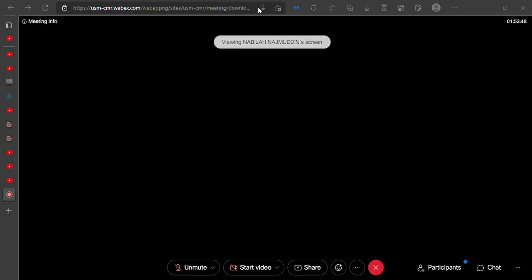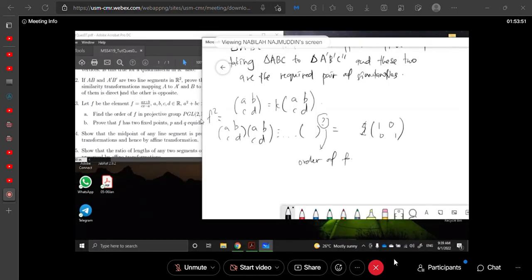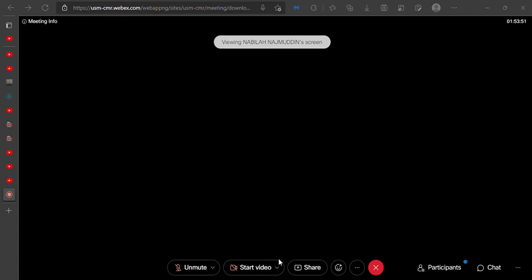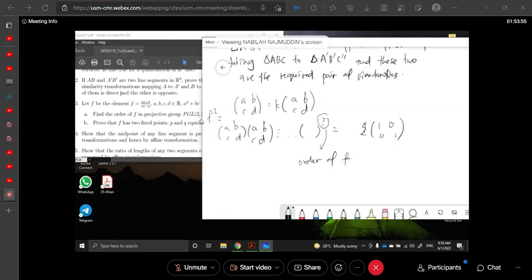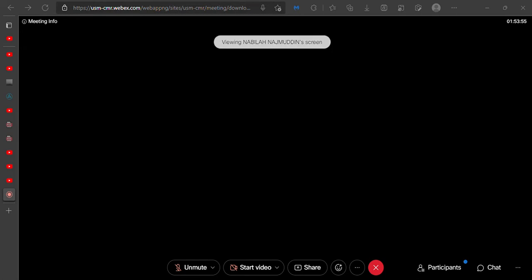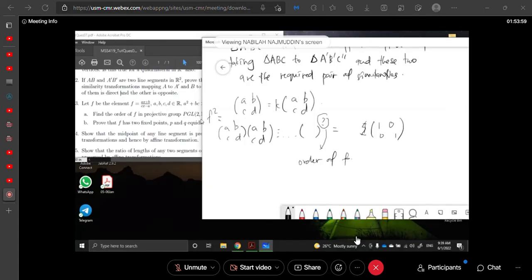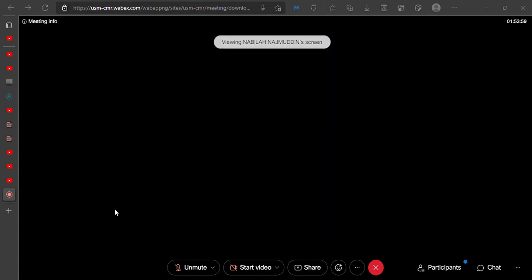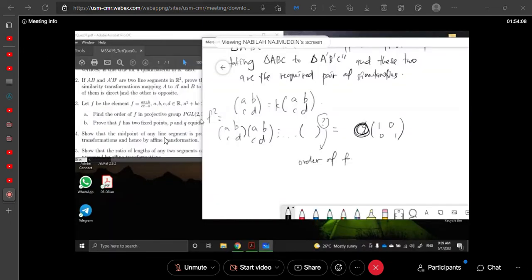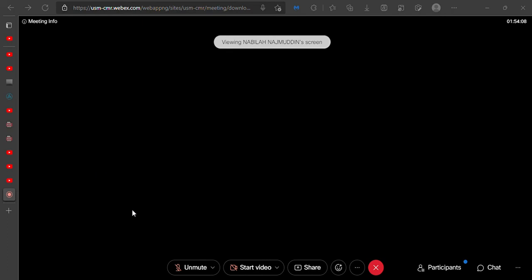But you have to remember, because this is projective, okay? This is the projective linear group. That projectivity, okay? You may find the identity, you can find this form of identity, but there is something in front here.